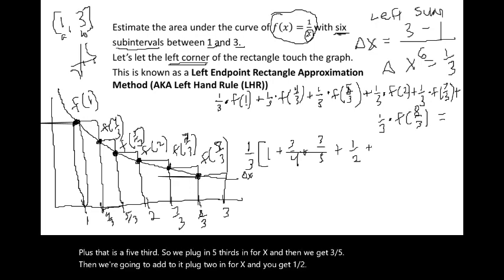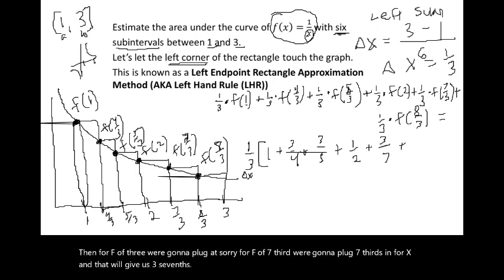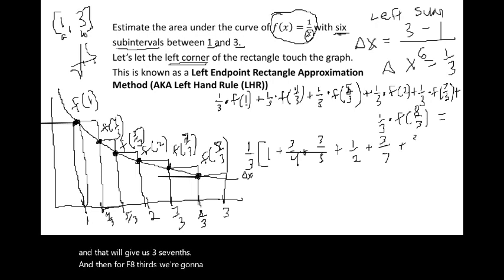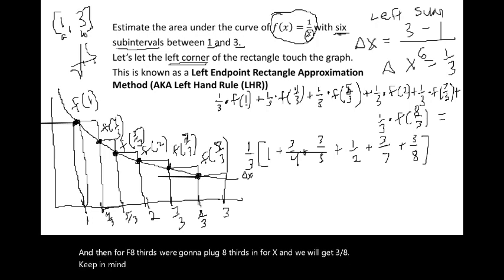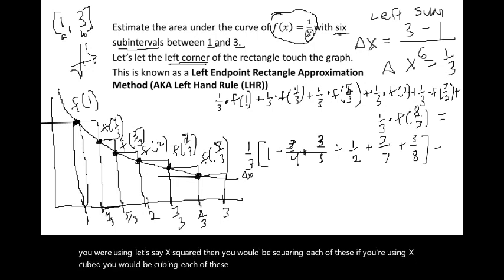Then for f of 7/3, we're going to plug 7/3 in for x, and that will give us 3/7. And then for f of 8/3, we're going to plug 8/3 in for x, and we will get 3/8. Keep in mind, the only reason that we took reciprocals is because I used the reciprocal function. If you were using, let's say, x squared, then you would be squaring each of these. If you were using x cubed, you would be cubing each of these. So you're just going to evaluate your function at each of these points.